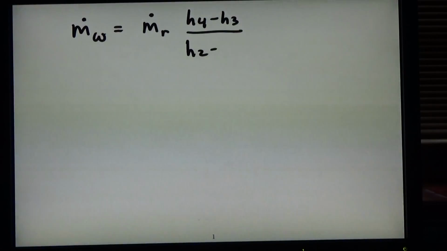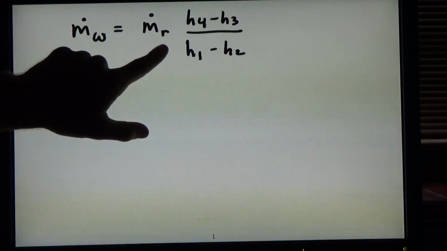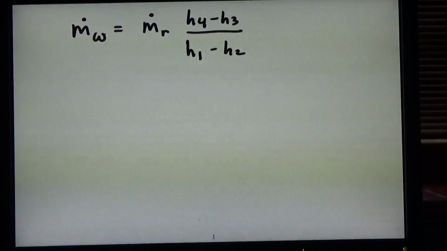So let's solve for the mass flow rate of the water. It is equal to the mass flow rate of the refrigerant times H4 minus H3 over H1 minus H2. The mass flow rate of the refrigerant was given, and then we need to figure out H1 through H4 based on the properties of the substances. That will give us the mass flow rate of the water.